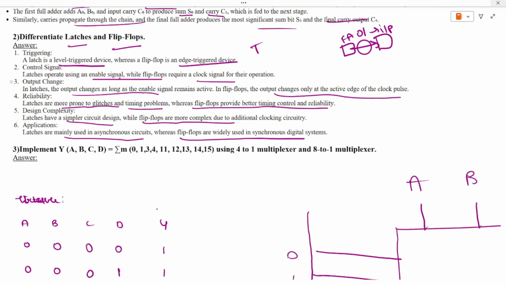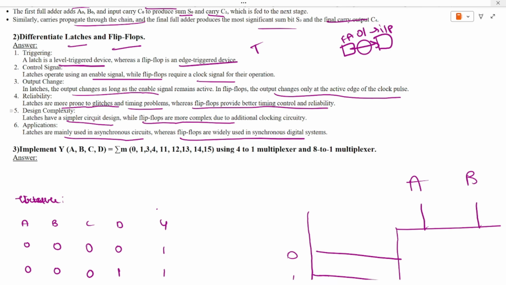Okay, I'll explain once again. It is level triggered, it is edge triggered. I'm saying first is about the latch, next is about the flip-flop. The latch is used only when the enable signal is active, the flip-flop uses the clock signal for its operation, and the output changes as long as the enable signal is active. Here it will change at the active edge of the clock pulse.